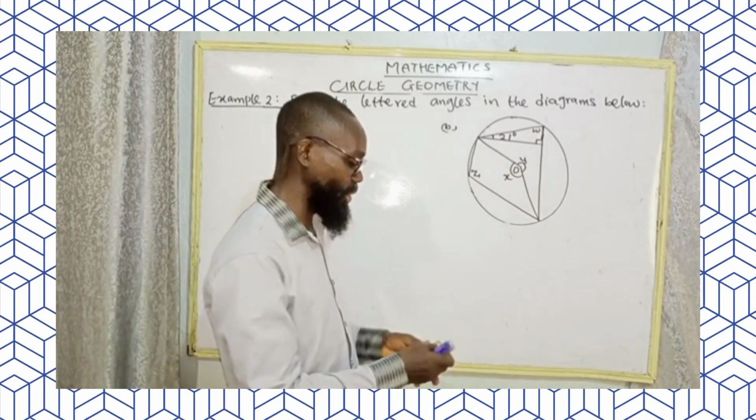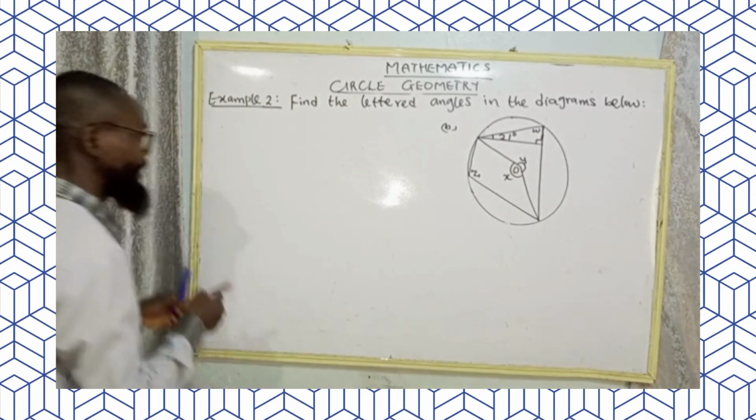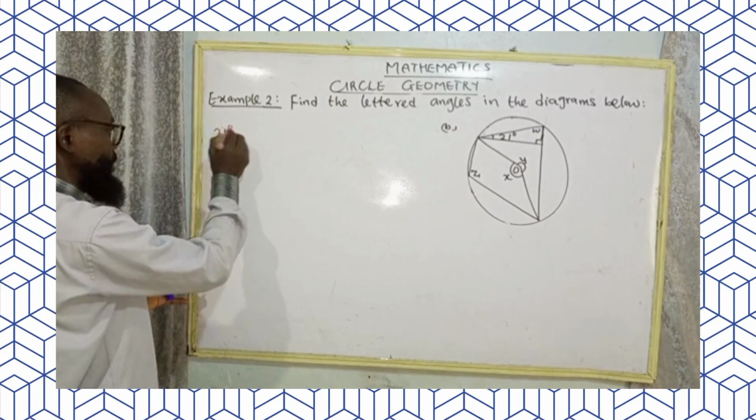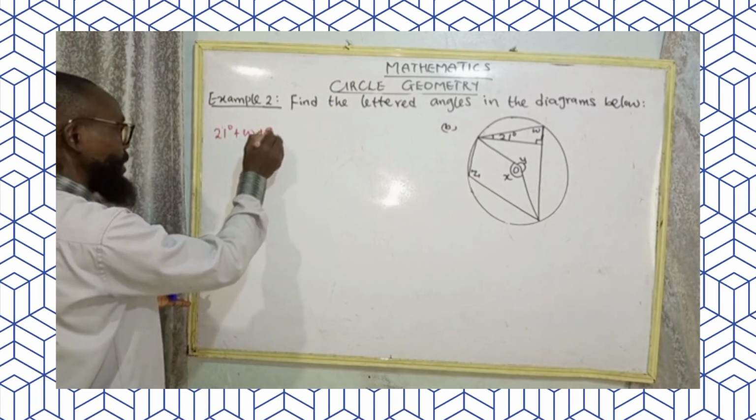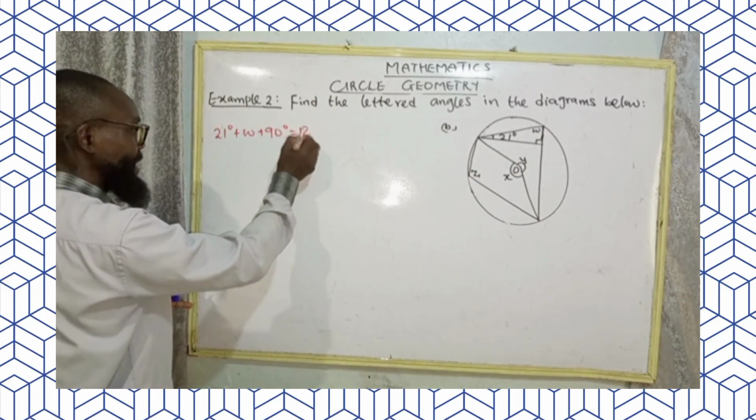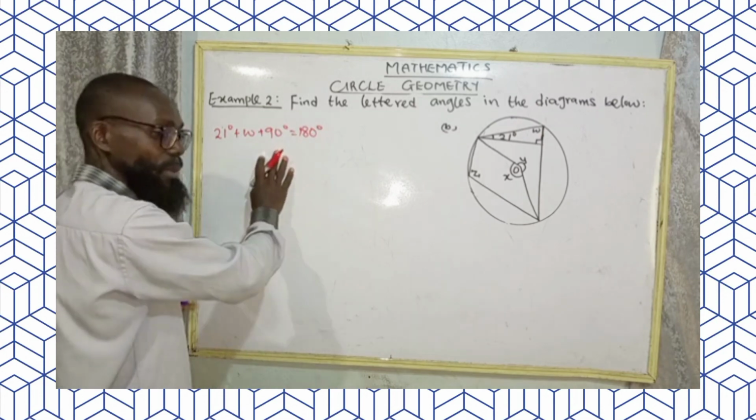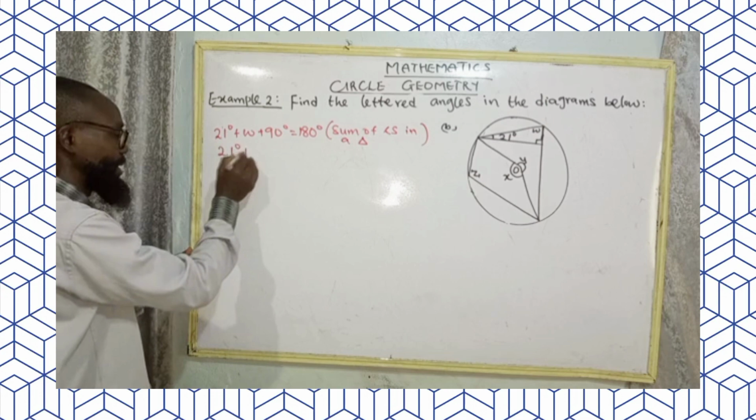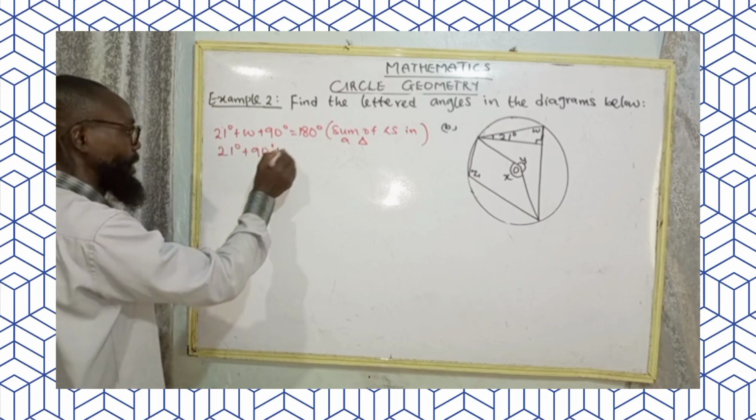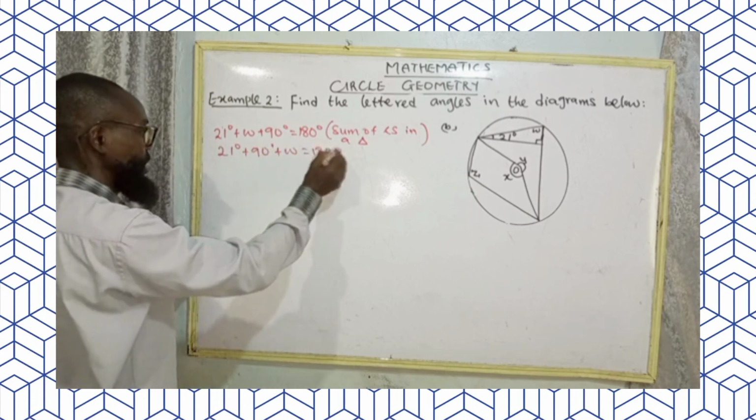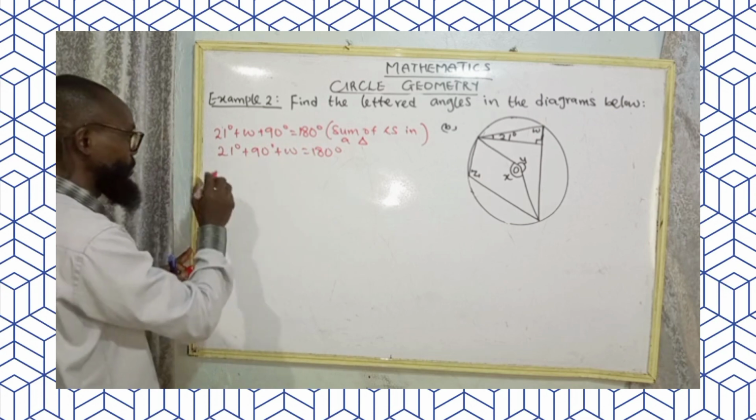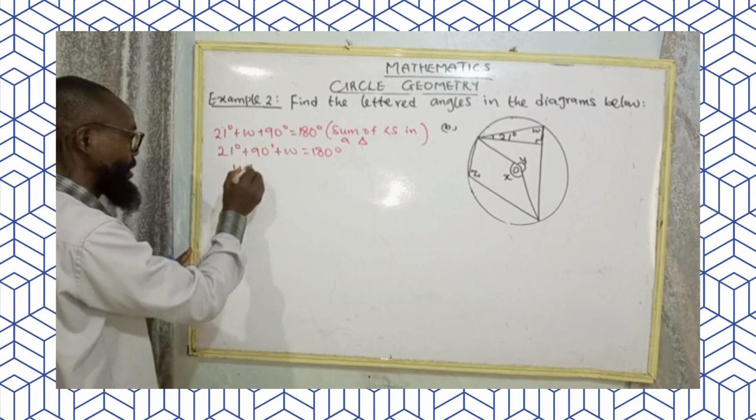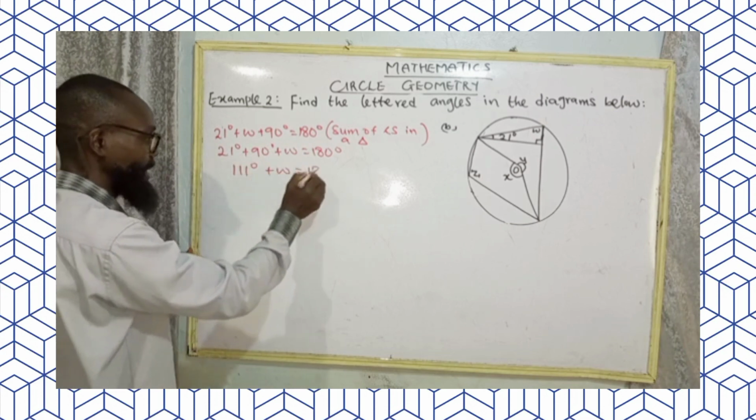So let's get the value of W. So that is 21 degree plus W plus 90 degree equals to 180 degree. Reason: sum of angles in a triangle. 21 degree plus 90 degree plus W equals 180 degree. So when you sum up this one, we have 111 degree plus W equals 180.